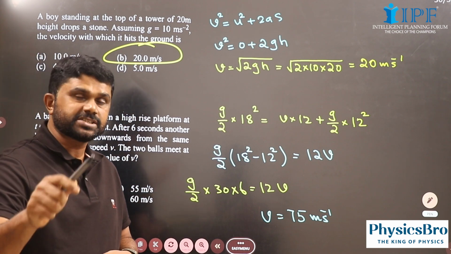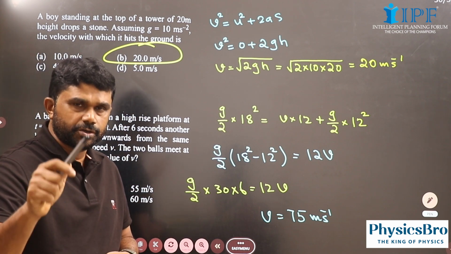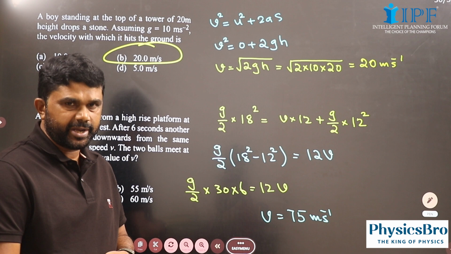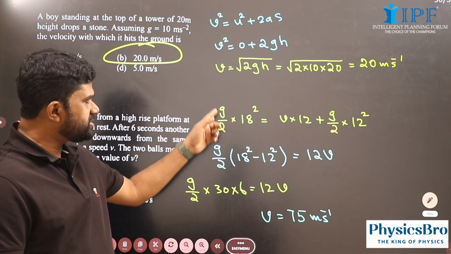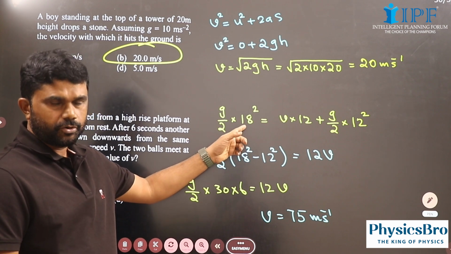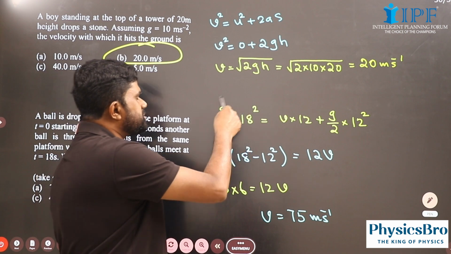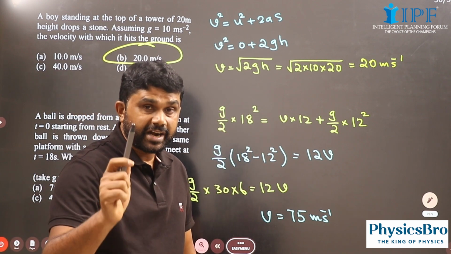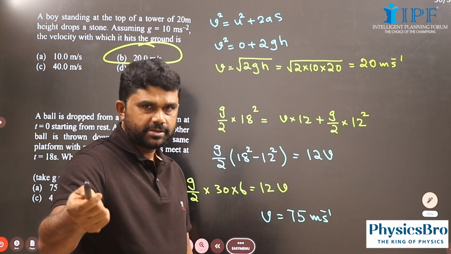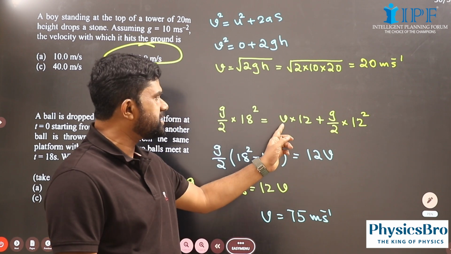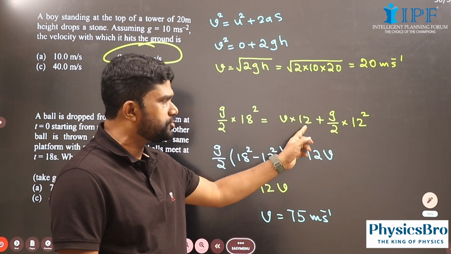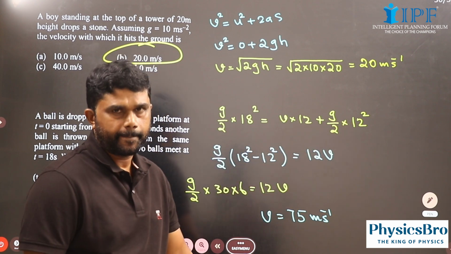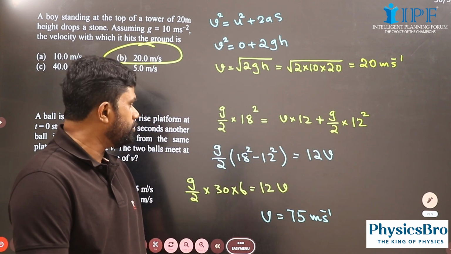As the first ball starts from rest, it's u equal to 0, ut is 0. Then what remains? Half g t square, means g by 2 times 18 square. So this is the displacement of the first ball. Now the second ball must have travelled only for 12 seconds, starting with a velocity v. So its displacement is ut, means v into 12 plus g by 2 into 12 square. Okay, that v we have to find out.